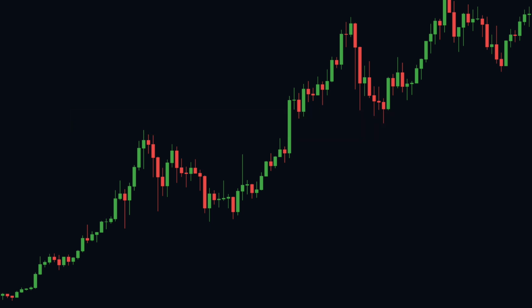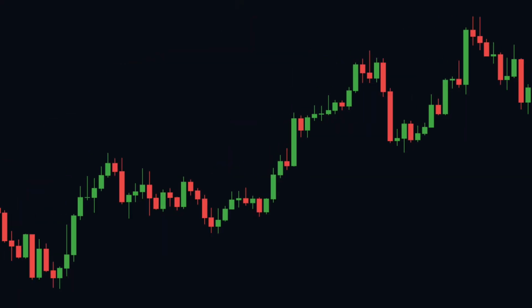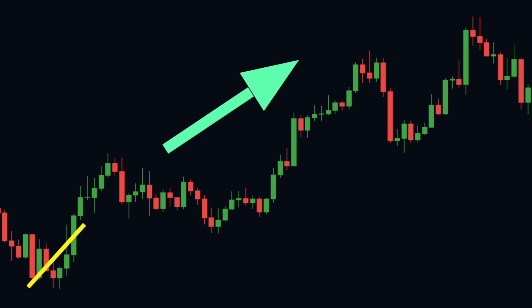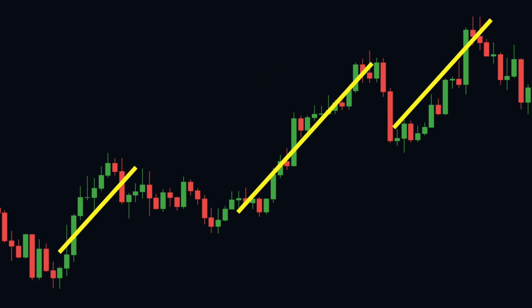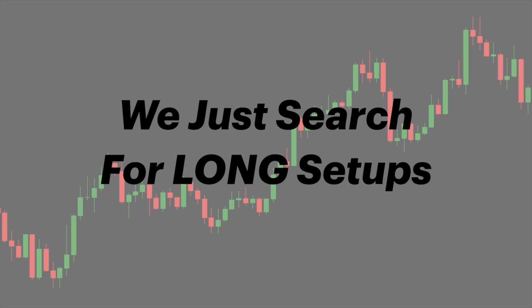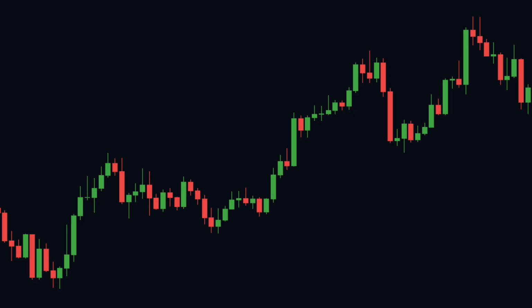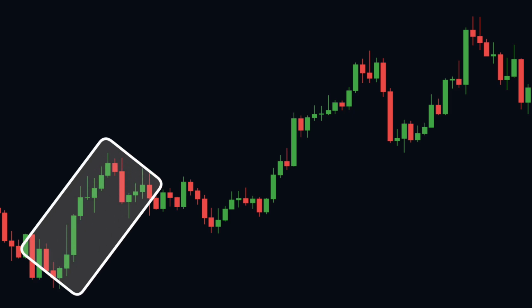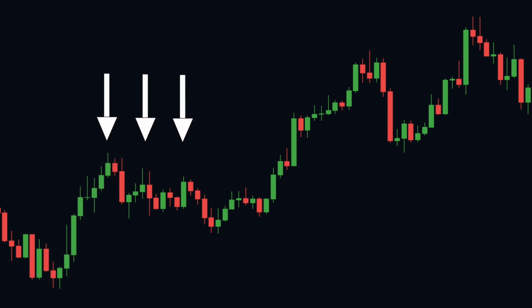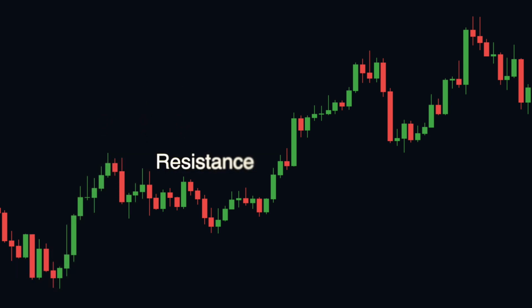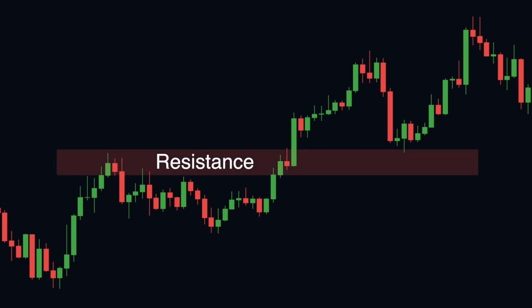Now, let's add confirmation to our trades by using traditional support and resistance levels. Take a look at this chart. We can tell that the price is in an uptrend because it's making large swings upward. Therefore, we are only going to look for long setups. We can see that the price made a significant rise here, then faced resistance around this price region 3 times. Therefore, we mark this price level as a resistance level.